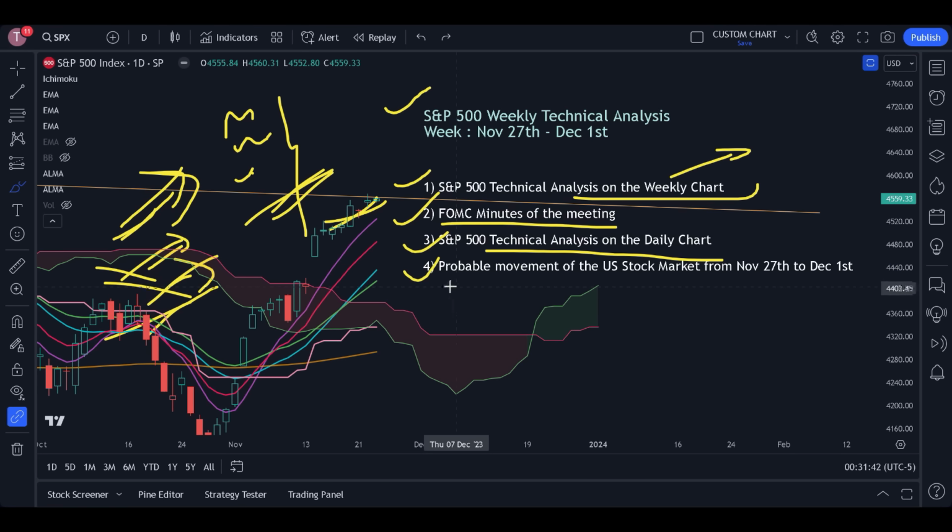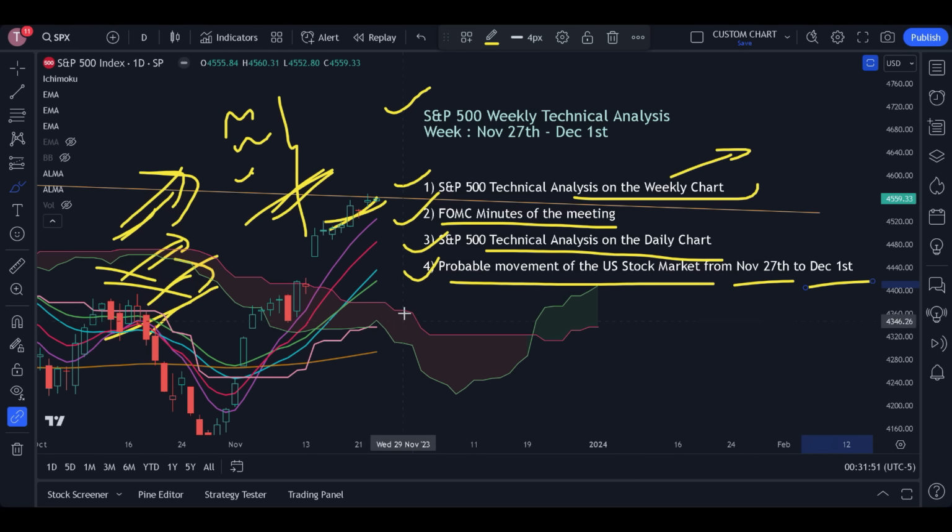The last point of the agenda is the probable movement of the entire US stock market from November 27th to December 1st. When I say the entire US stock market, this includes the S&P 500, Dow Jones, Nasdaq and their respective ETFs, etc.